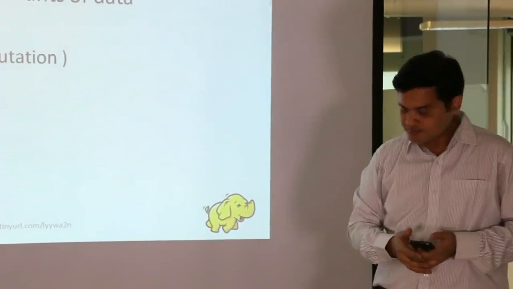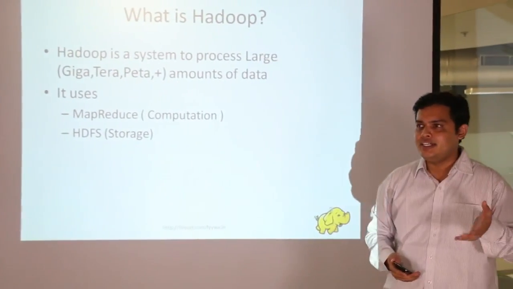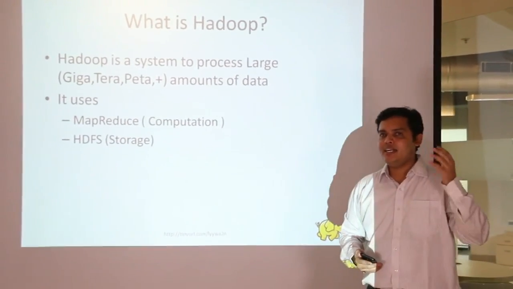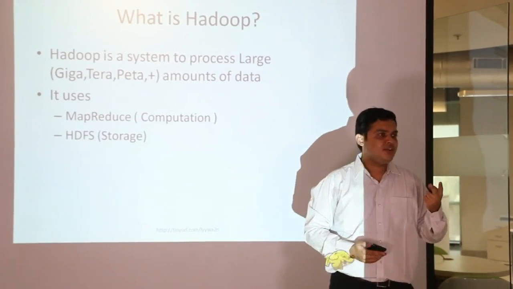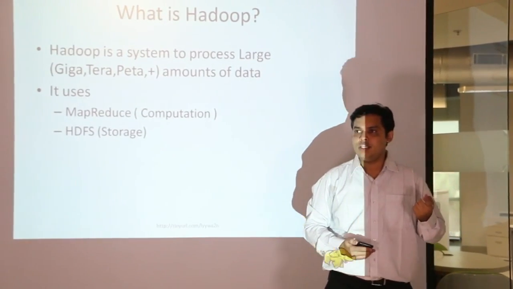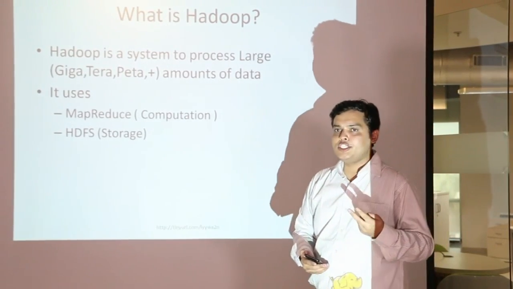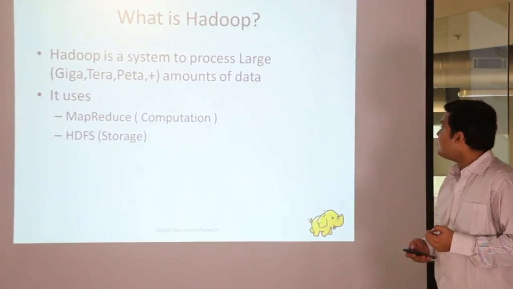What is Hadoop? Hadoop is just a system to process large data. That data can be in gigabytes, terabytes, petabytes and beyond. Hadoop basically uses two main concepts. One is MapReduce for computational purposes, and the second one is HDFS, the Hadoop Distributed File System, for storage. We'll check out what it is.